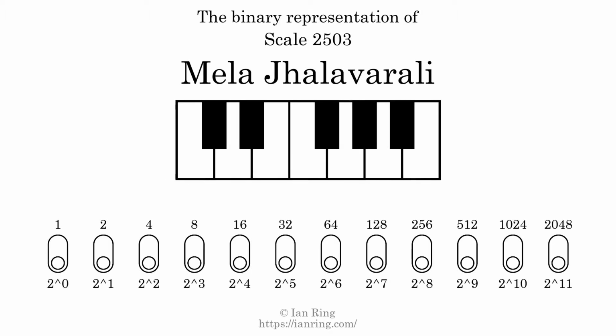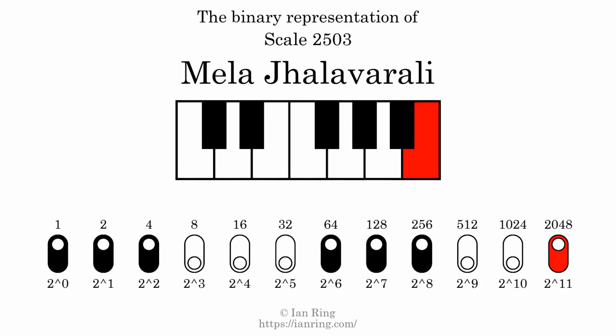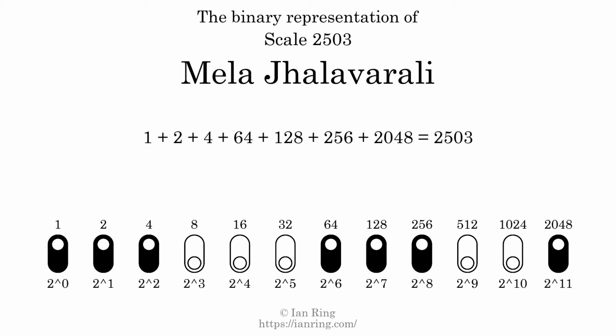The binary representation of this scale is determined by mapping tones of the scale to binary digits. Each binary digit represents a power of 2. To get the scale number, we add the powers of 2 together. The powers of 2 that are present in the scale, all added together, equals 2503. That is why the scale number, in decimal, is 2503.